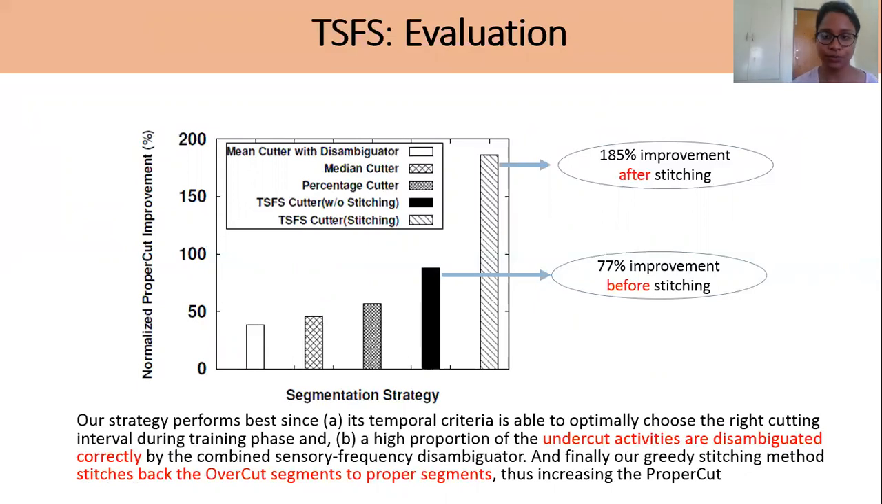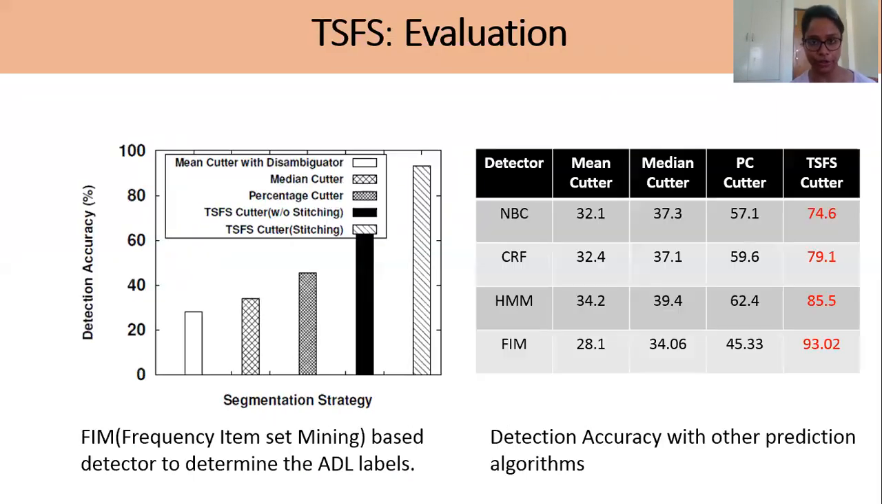So that is first, and the second is, by improving proper cut, what do we really mean? Do we increase the accuracy of the ADL detection algorithm? Here you can see the table basically tells that for all the detectors like NBC, CRF, HMM, FIM, TSFS cutters really do quite well. And for FIM, it gives about 93% accuracy of detecting activity. So once you have really segmented the activities well, the activity detection performance also increases.